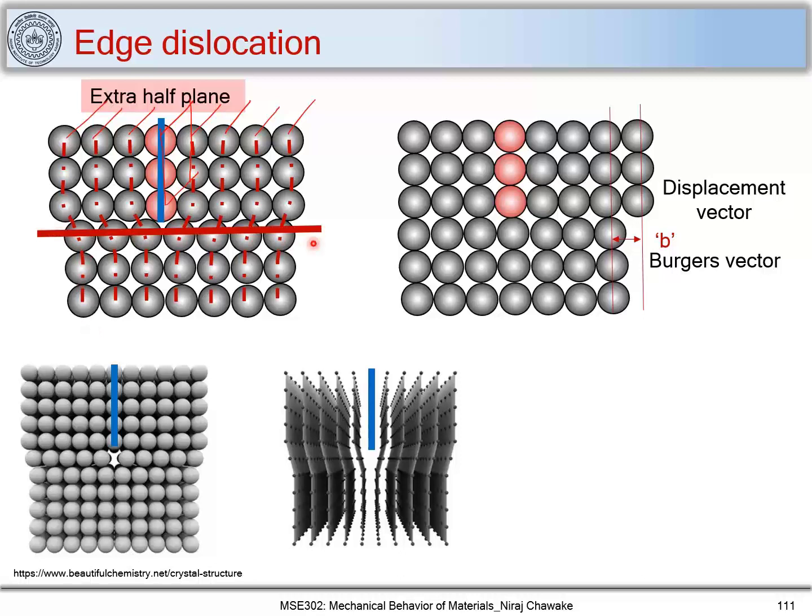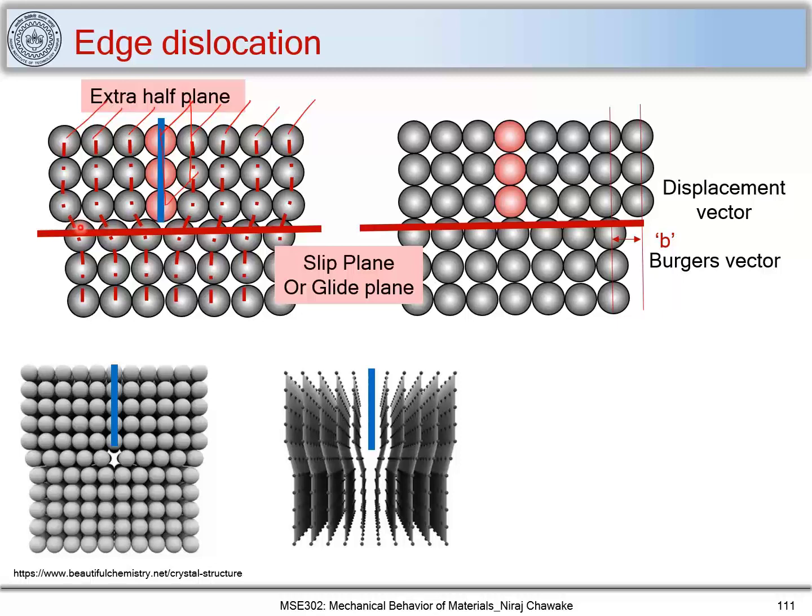But here you see that this extra half plane is peculiar to this kind of defect. And if you see this line, this is a plane of atoms over which there was a glide happening. So when we saw that if I put a shear stress, the upper part of this crystal will glide over this plane and cause a displacement vector. We have termed it the Burgers vector. So this plane of atoms, which I am also marking here, is called a slip plane or a glide plane.